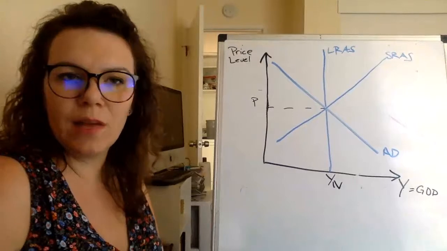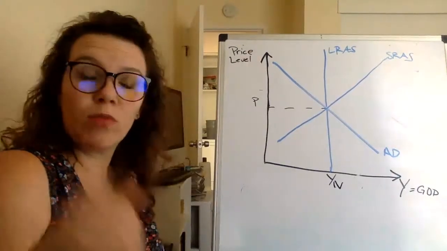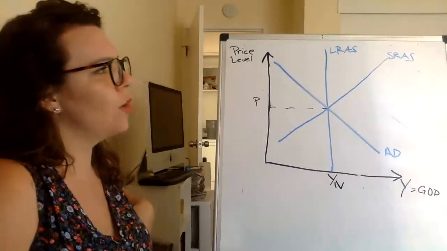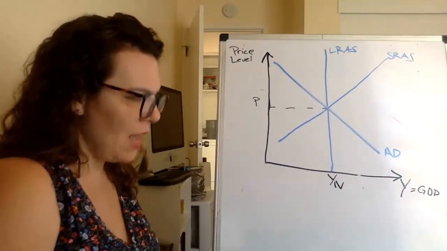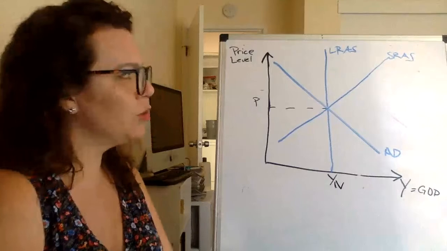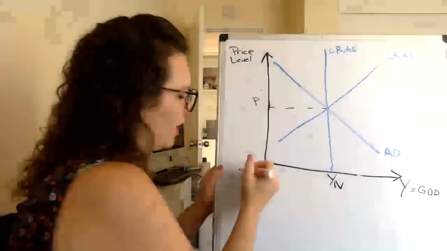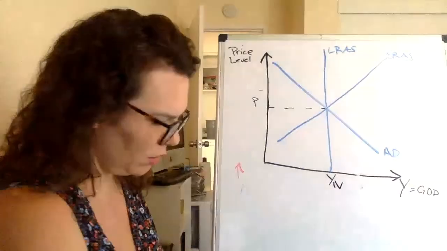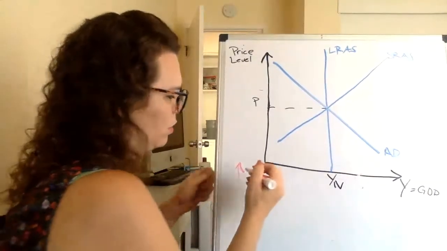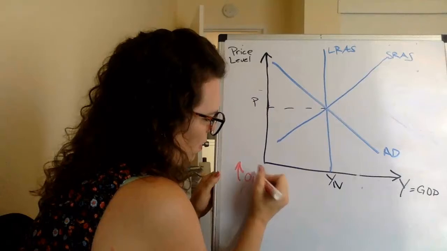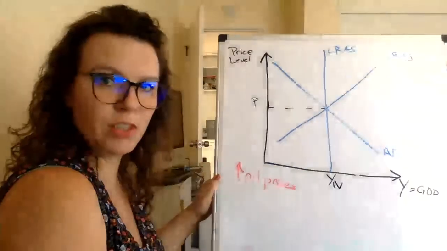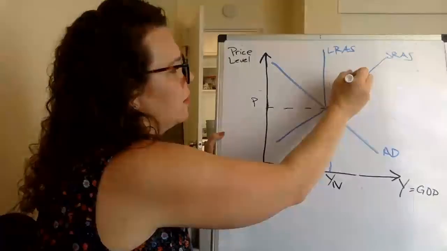Oil prices going up, it's a short-term phenomenon, right? Oil prices fluctuate a lot, but that makes producing goods and services more expensive. So either of those things is going to be a decrease in our ability to produce goods and services in the short run. So if we say increase in oil prices, that's a short-term change in our ability to produce goods and services.